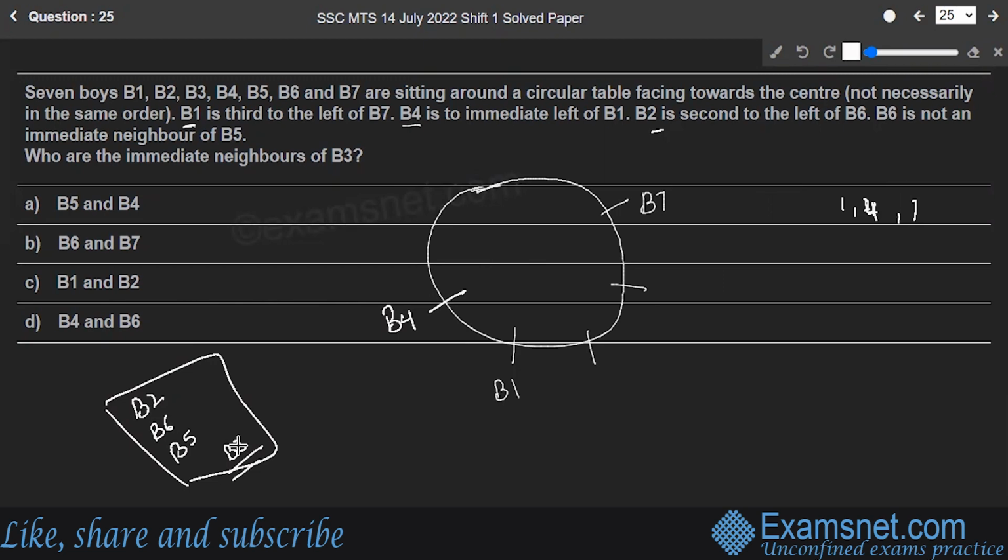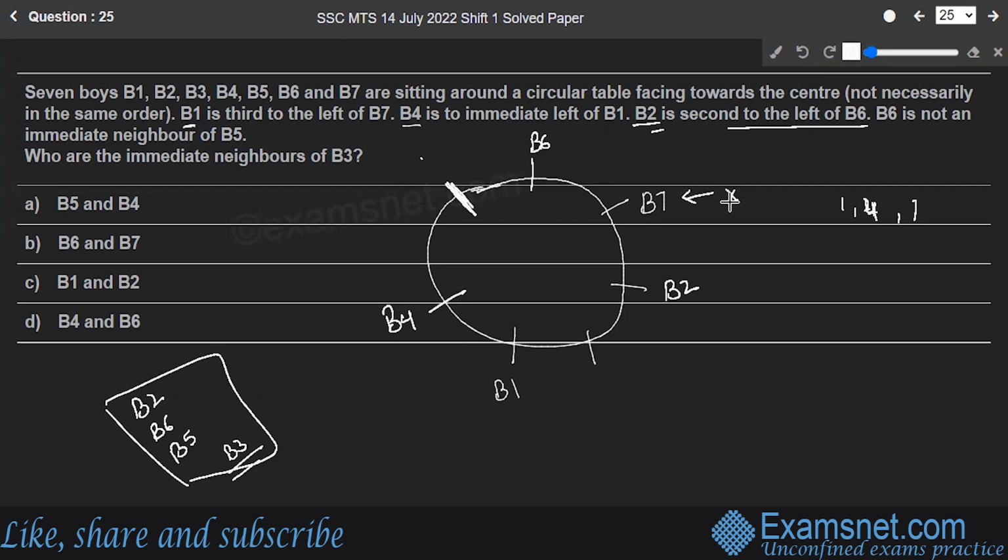Let's go back and see with this one again. B2 is second to the left of B6. So if I'm placing B2 over here, it's second to the left of B6. Here is B6. Second to the left of B6 is this one only. See, because if I'm considering this position, then second to the left of this position, if I had to keep B6 at this, then second to the left would have been B7, which is not possible.